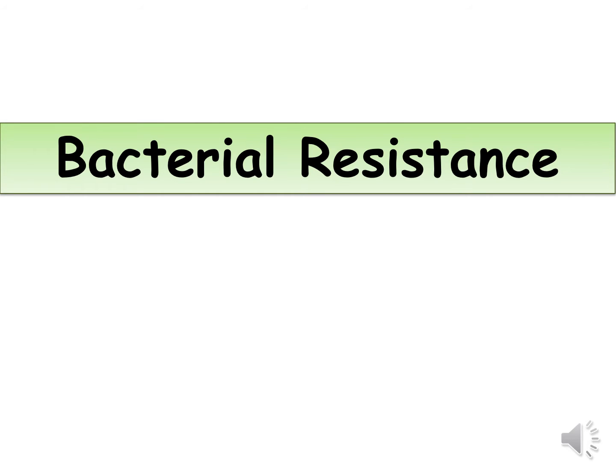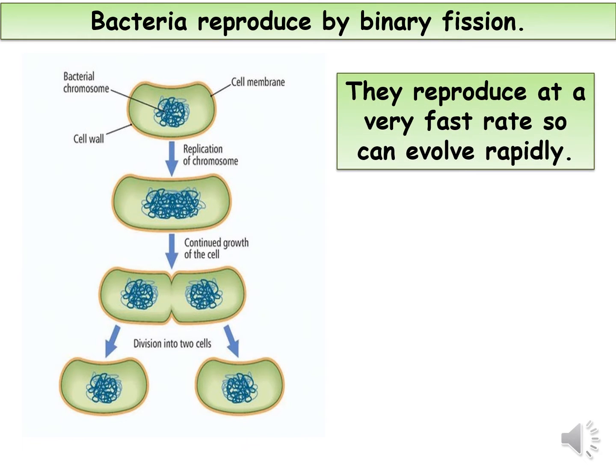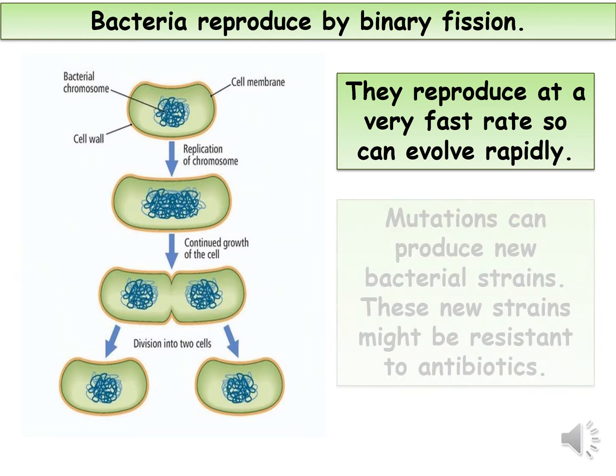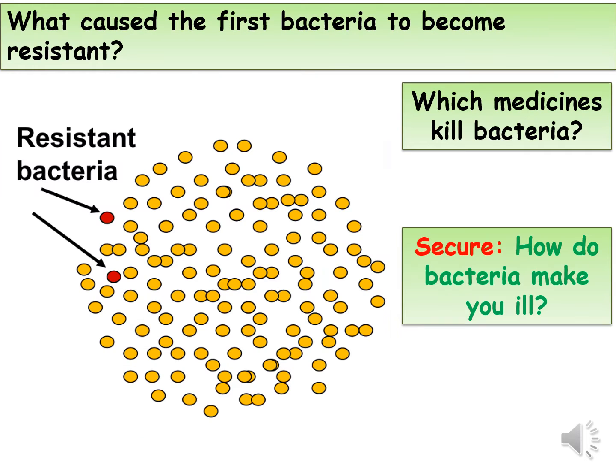This video is about bacterial resistance. Bacteria reproduce by binary fission. They reproduce at a very fast rate, so can evolve rapidly. Mutations can produce new bacterial strains. These new strains might be resistant to antibiotics. As bacteria are dividing during binary fission, some of the bacteria mutate so that they then become resistant to antibiotics.